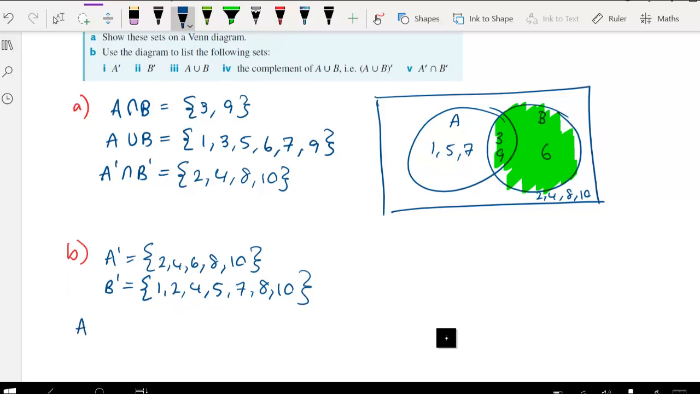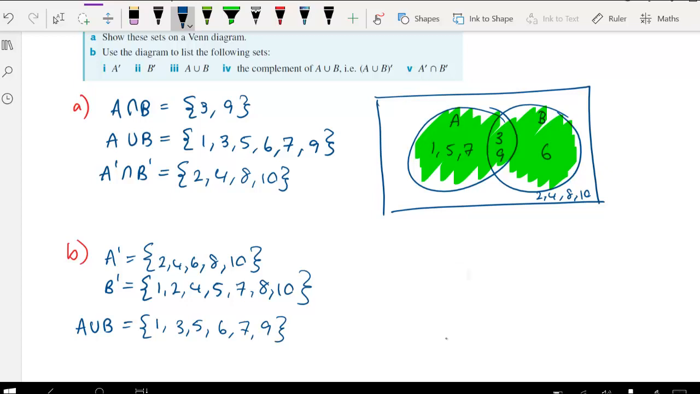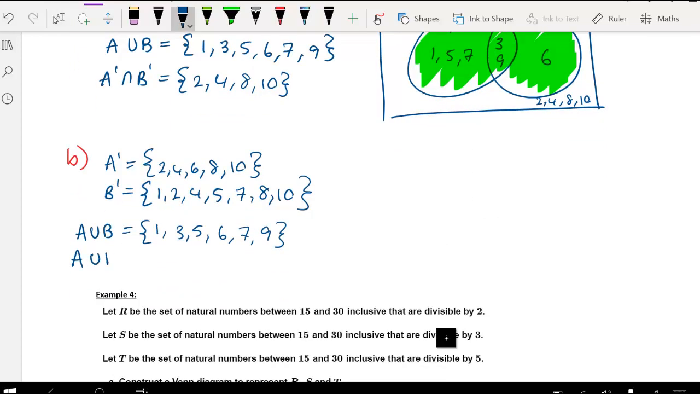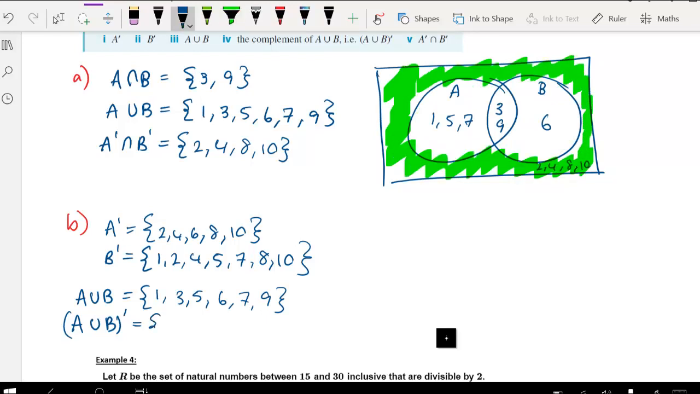We want to state A or B, and we've already done that, but we'll do it again. So A or B is everything within the two circles, so everything that's included in A or B. So that means we have 1, 3, 5, 6, 7, and 9. The complement of A or B, which is A or B not. So that means now instead of looking at what's inside, we're looking at what is outside. So that means we have a set that includes 2, 4, 8, and 10.